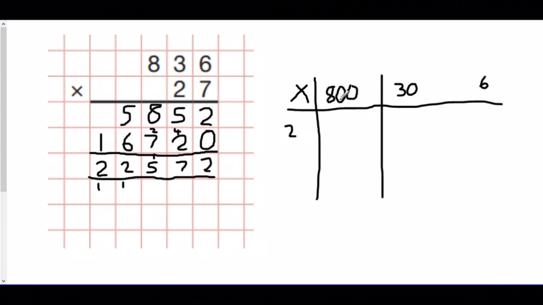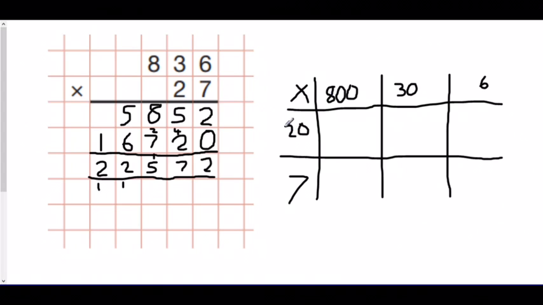So I've partitioned 836 into 800, 30 and 6, and I'm going to partition 27 into 20 and 7. I've got to multiply everything together now. So 8 times 2 is 16, and we're going to multiply that by 1,000.